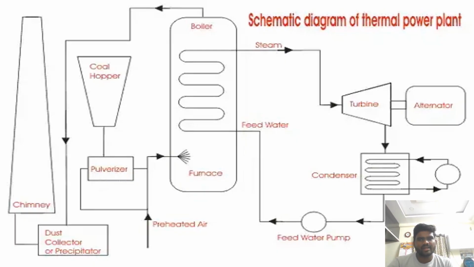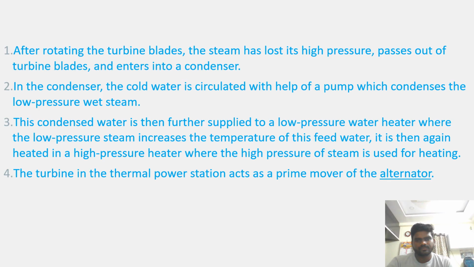So this is the schematic diagram of the thermal plant. If you see from the left side of the screen, there is a chimney, a dust collector or precipitator, a coal hopper, and a pulverizer. There is a preheated air supply, a furnace, a boiler, steam, feed water, a condenser, a feed water pump, a turbine and an alternator. So this is the schematic diagram of the thermal power plant.